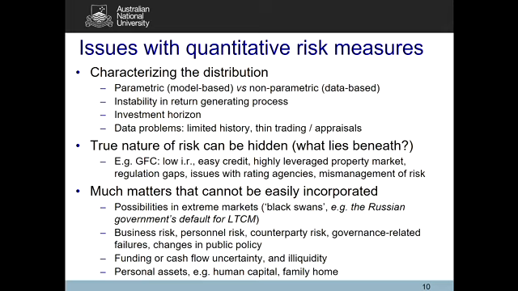A really good example of that is long-term capital management. Does anyone know what long-term capital management was? It was a hedge fund started by a guy called John Merriweather, and he's one of the best investors in the business.